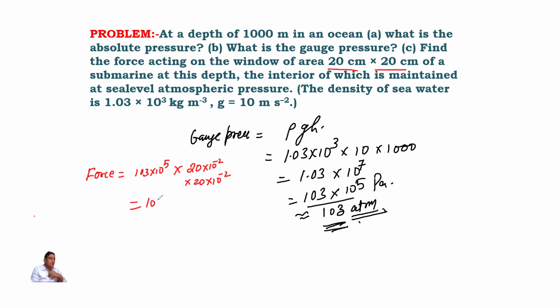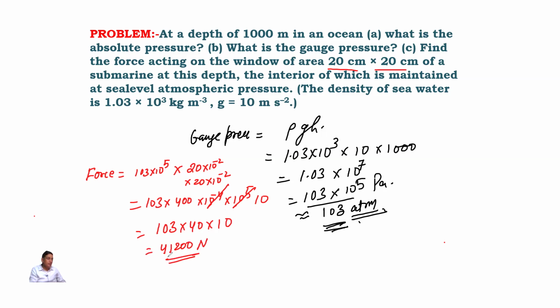So it is 103 into 400 into 10 to the power minus 4 into 10 to the power 5. So it will be 103 into 400 into 10 Pascal. Sorry, Newton. So after solving, it is 41200 Newton.